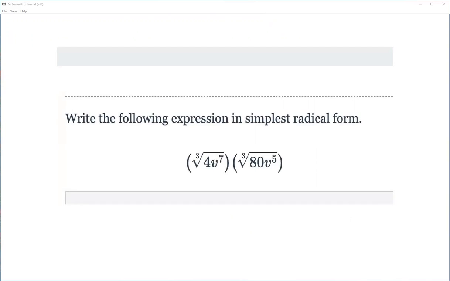Here, you could just straight up multiply the 4 cube root of 7 and the 80 cube root of v to the 5th power. You can multiply them because you have a cube root. So let's do that. So it'll be the cube root of 320 v to the 12th power.